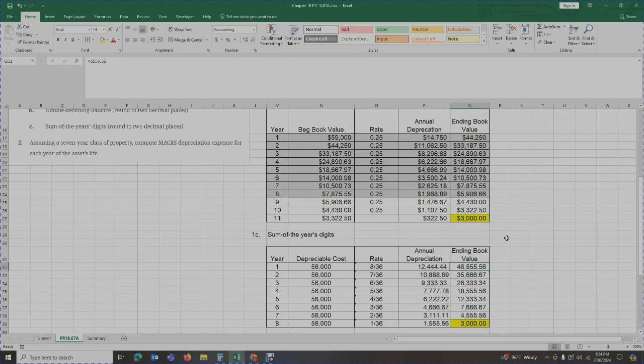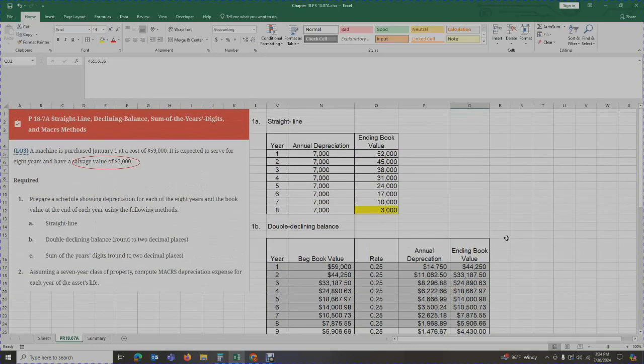Okay? So those are the 3 different depreciation methods. As you can see, the depreciation will be the same. You're still going to depreciate $56,000 of the machinery, because $3,000 will be the salvage value. The only thing that changes is the method that we use, how the depreciation will impact.